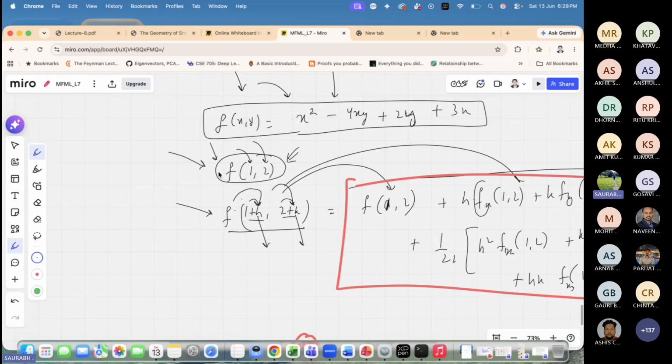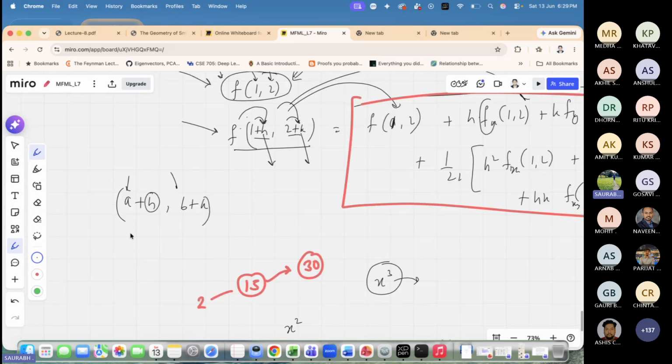It is the same thing. We are saying A plus H and B plus K. A and B could be any points. Whichever direction you are moving, positive or negative, let's say A is 1 and H is minus 2. In that case, it would be minus 1, right? B is 2 and K is, let's say, minus 3. In that case, it would be minus 1. So you are evaluating at (minus 1, minus 1). So all combinations are possible based on whatever value you assume for H and K.